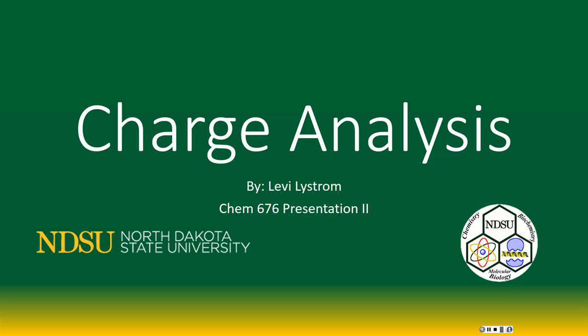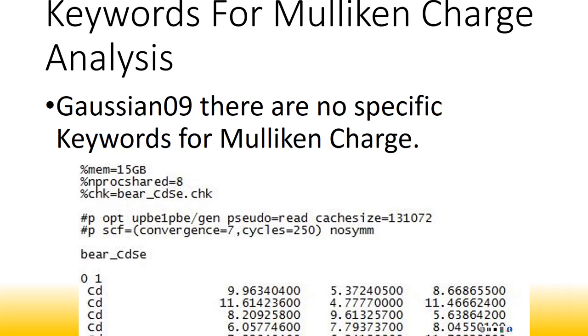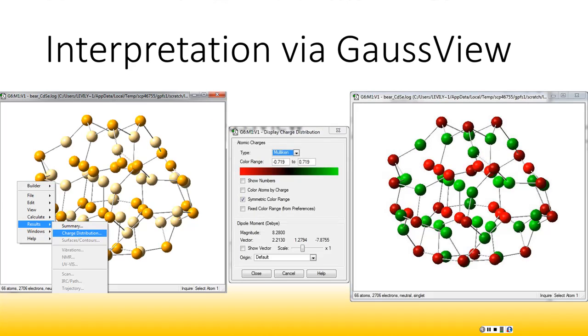So first I'm going to talk about Mulliken charge. And how do we get Mulliken charge in our keywords? We actually don't need to specify it with Mulliken, they automatically calculate. If you see, I don't have any pop in here, which is for population of orbitals. So when I use the GUI, GaussView, you can right click and then go down to results, charge distribution. It should say Mulliken. You can choose different things like having a symmetrical range. For this one, I go from negative 0.7 to positive 0.7. And we can see that the outside is a bit less negative or positive, and the core has more electron density.